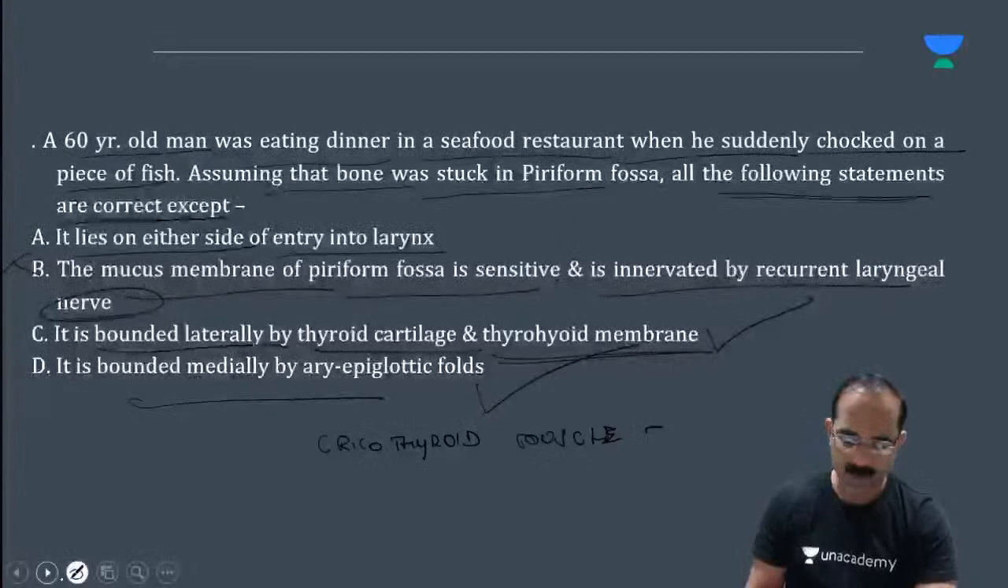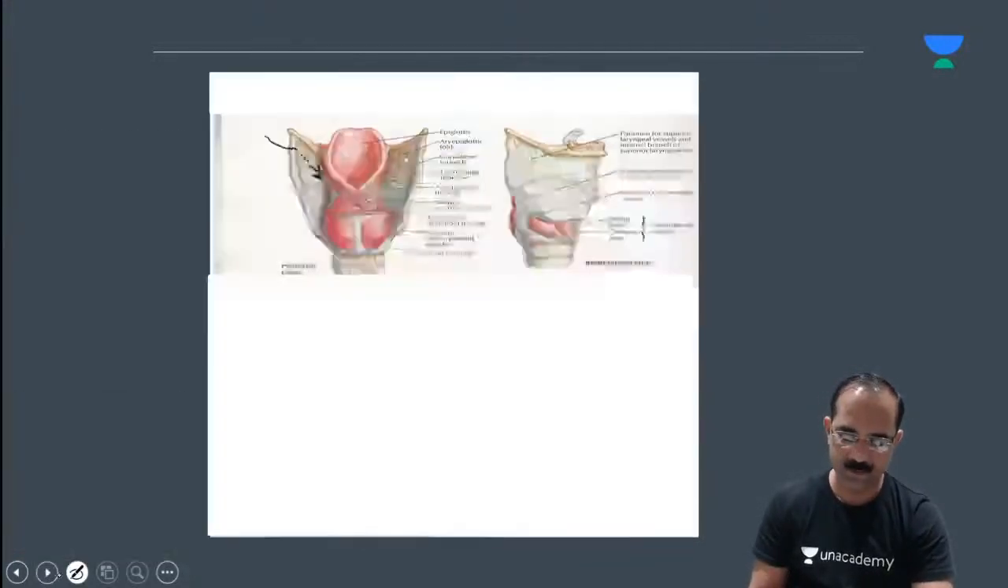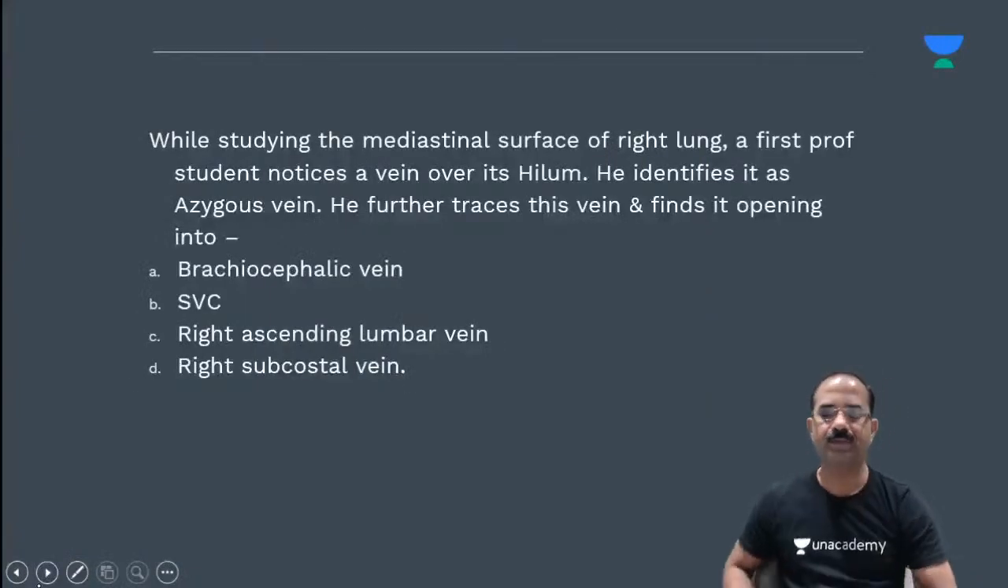Okay? Fine, that's it. So coming to the next MCQ, students. Answer this.